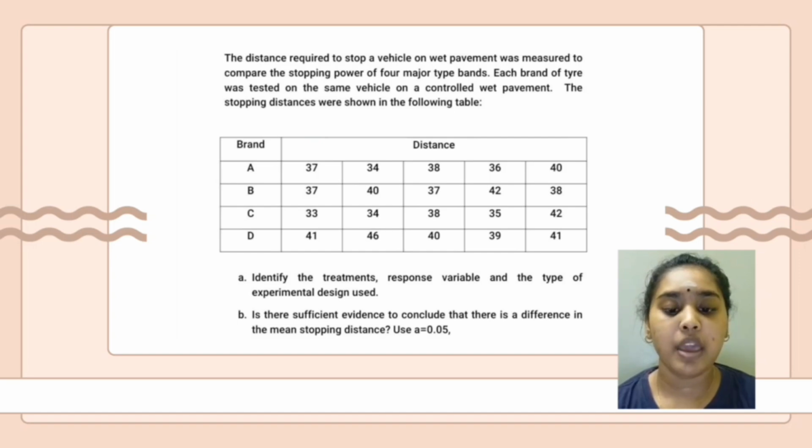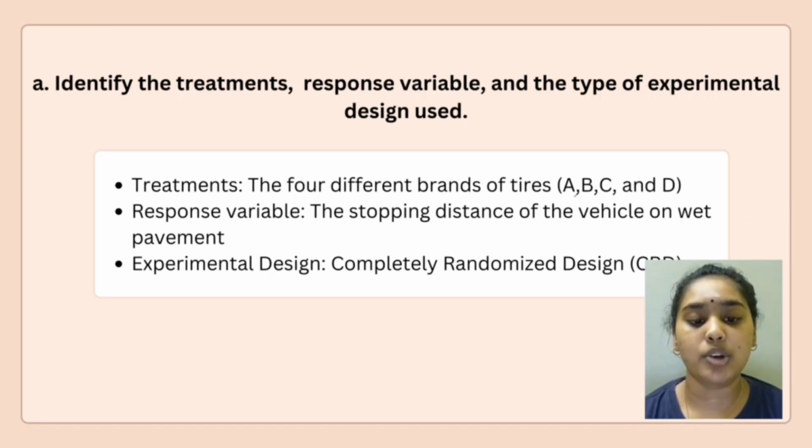So let's look at A and B. A: identify the treatment, response variable and the type of experimental design used. B: is there sufficient evidence to conclude that there is a difference in mean stopping distance using alpha 0.05. Let's look at question A. For the treatment, it is the 4 different brands of tire: A, B, C and D. The response variable is the stopping distance of the vehicle on wet pavement. The experimental design, as I previously said, is completely randomized design, CRD.